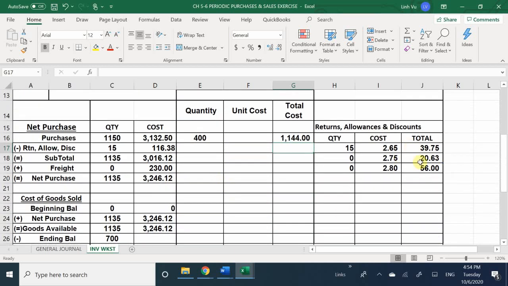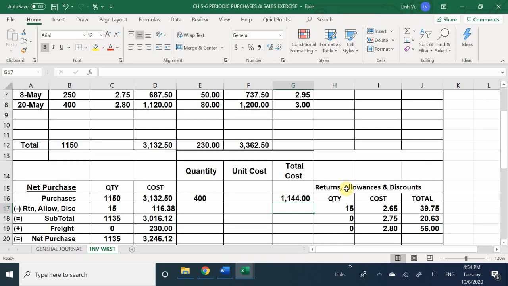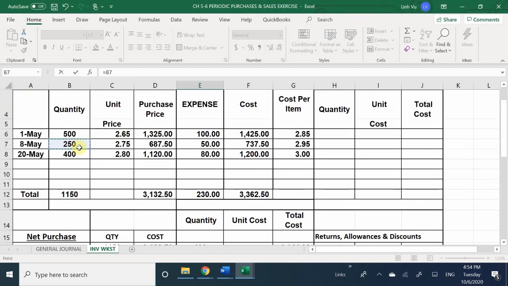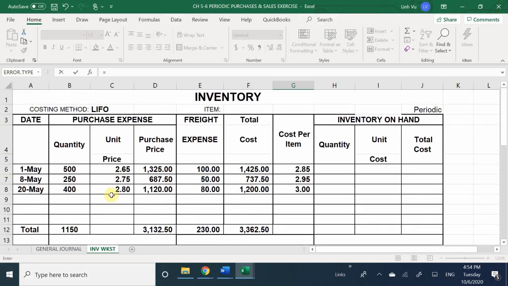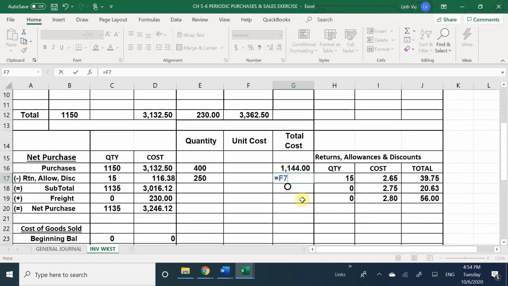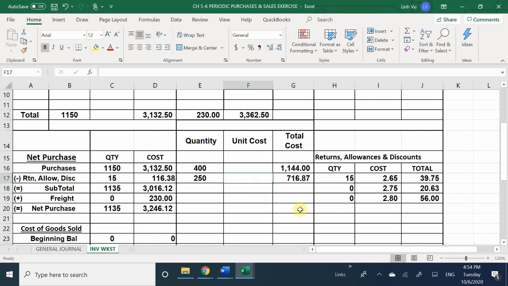However, we had another discount on top of that, so we have to recalculate the new cost per item. I still have available the full 250 items. My original purchase price was 737.50, but we subtracted out $20.63, sorry about that, leaving me a total of $716. Because I'm not going to take the whole batch, I only need 35 items, I'm going to have to recalculate a new cost per item.